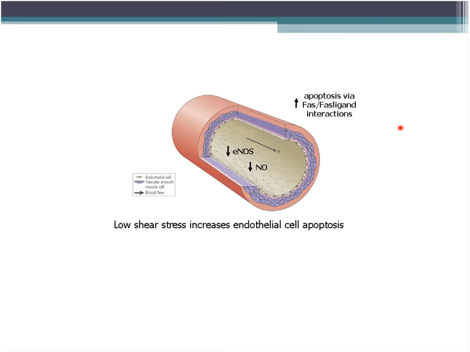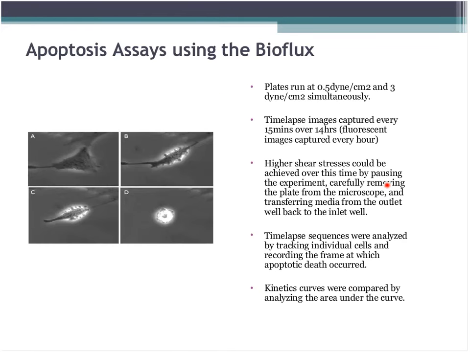Okay, so the next section of work I looked at was what happens once the trophoblasts have migrated down the arteries. How does shear stress affect the apoptosis that's occurring? We know that low shear stress increases endothelial cell apoptosis. This is through downregulation of nitric oxide and the role of Fas-Fas ligand interactions. So we wanted to look at how this might play a role in trophoblast-induced endothelial cell apoptosis.